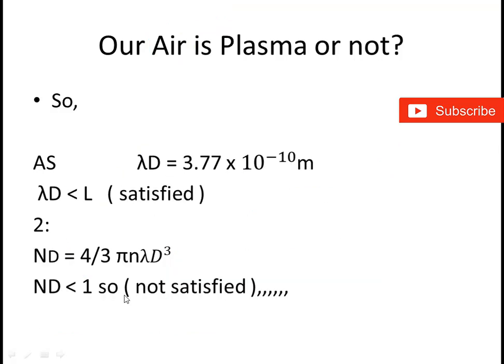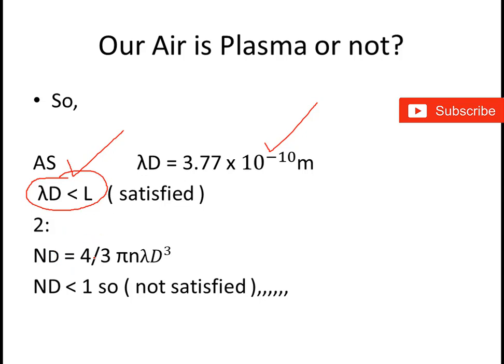So we get lambda d as 3.77 times 10 raised to power minus 10 meter, and we can now see that this lambda d is very much less than L. L is usually greater than this number. So we can say that the first criterion for plasma is satisfied. We discussed in the previous video that the first criterion for plasma is that lambda d must be smaller than the length of the system, capital L. And the second criterion was that nd must be greater than 1.